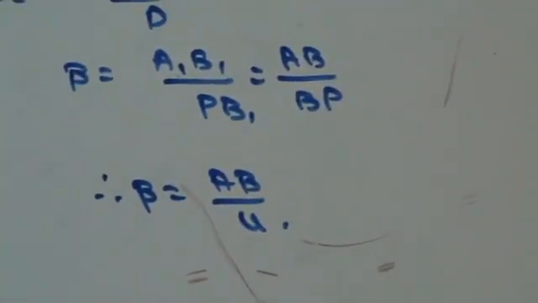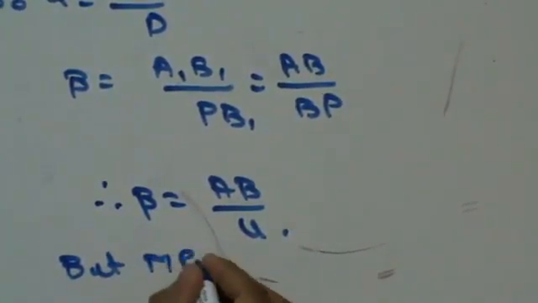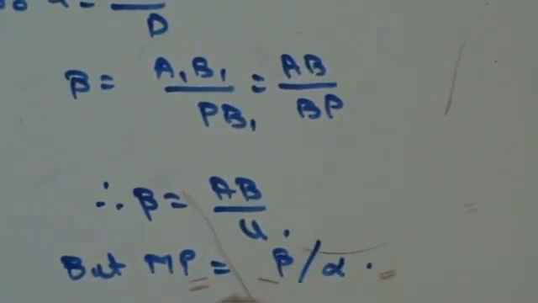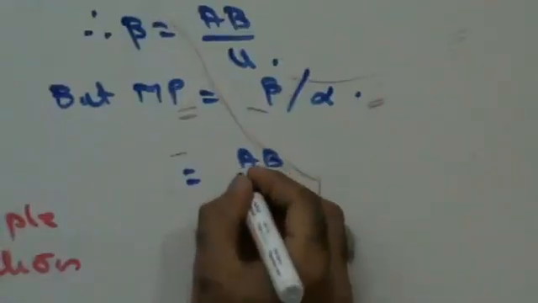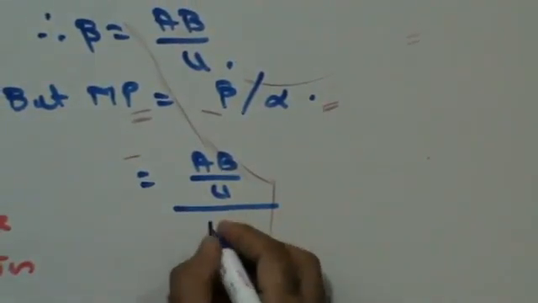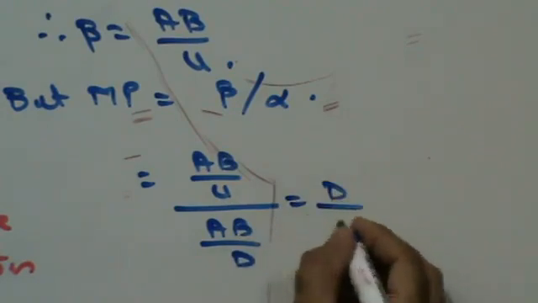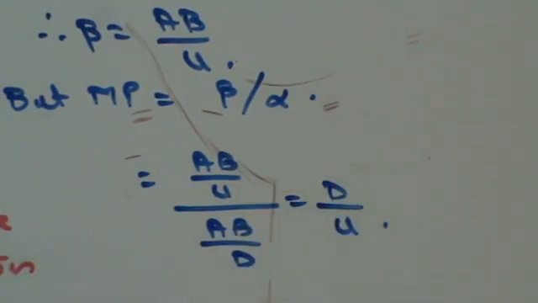Now, we know that magnifying power is nothing but beta upon alpha. Beta is nothing but AB upon U divided by alpha. Alpha is nothing but AB upon D. AB gets cancelled. So this is going to be nothing but D upon U. So the magnifying power is going to be D upon U.